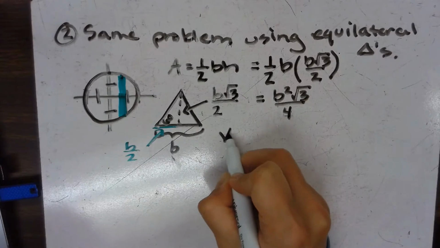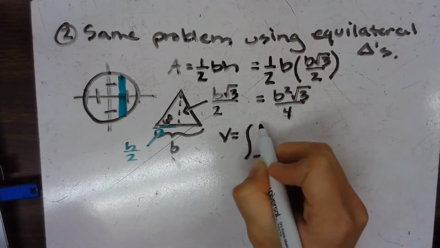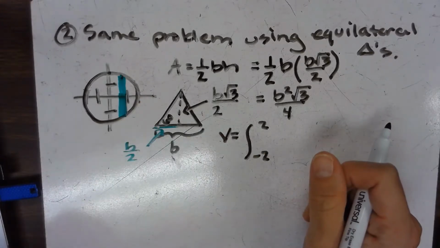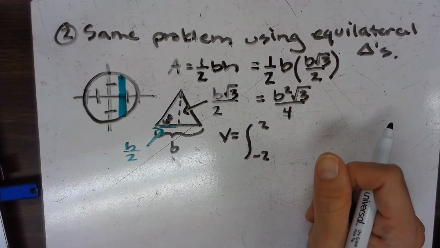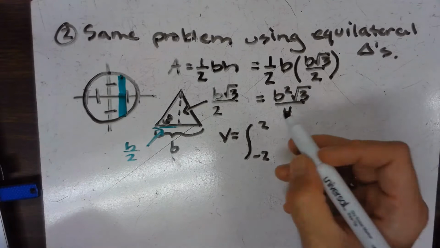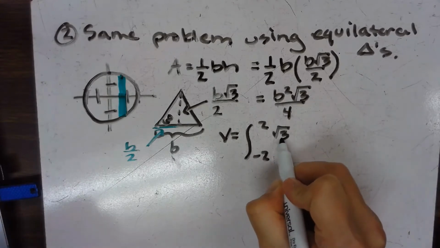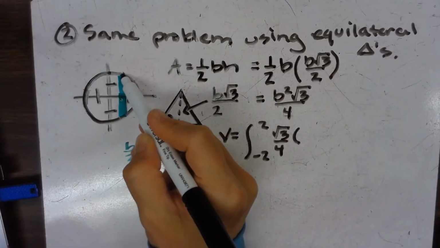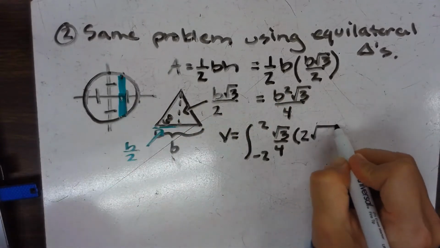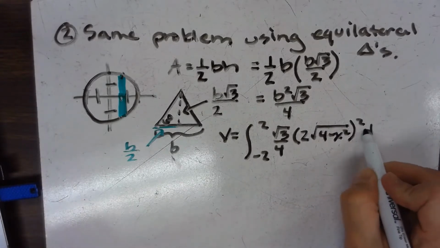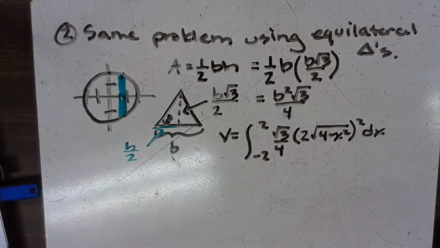All right, so we're going to do the volume. The volume from -2 to 2, because remember, -2 to 2 right here on the x-axis. All right, I'm using x. The base, and I'm going to go ahead and pull out the square root of 3 over 4. The base, remember, it's 2 of these. So it's going to be 2 times the square root of 4 minus x squared dx.